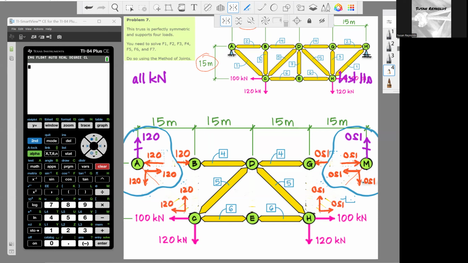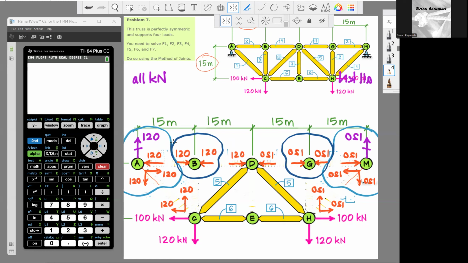Let's go over to node B. Nice, easy one to put in static equilibrium. Member 4 must deliver a push to B equal to 120. And then I can bring that over here to D as well. So node B is in equilibrium.